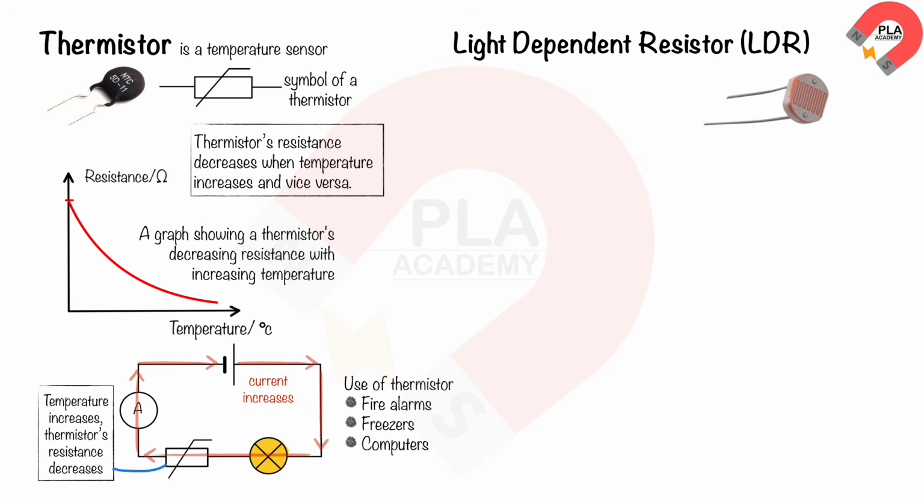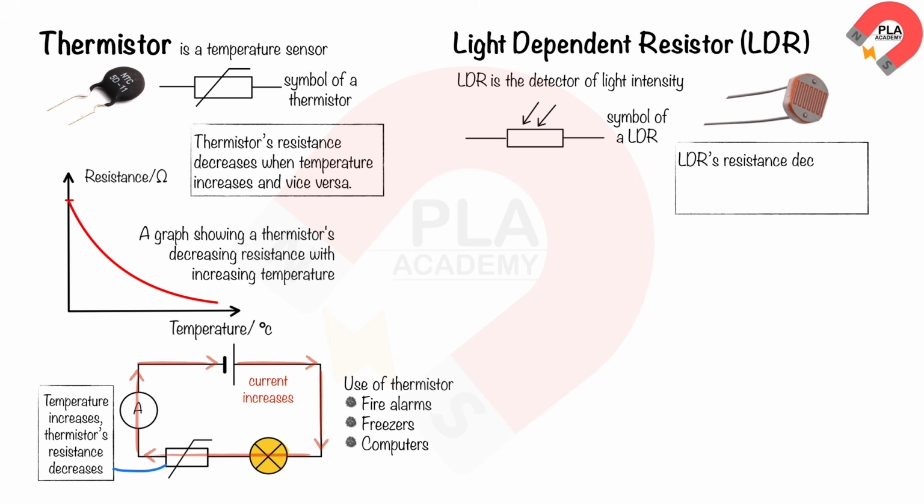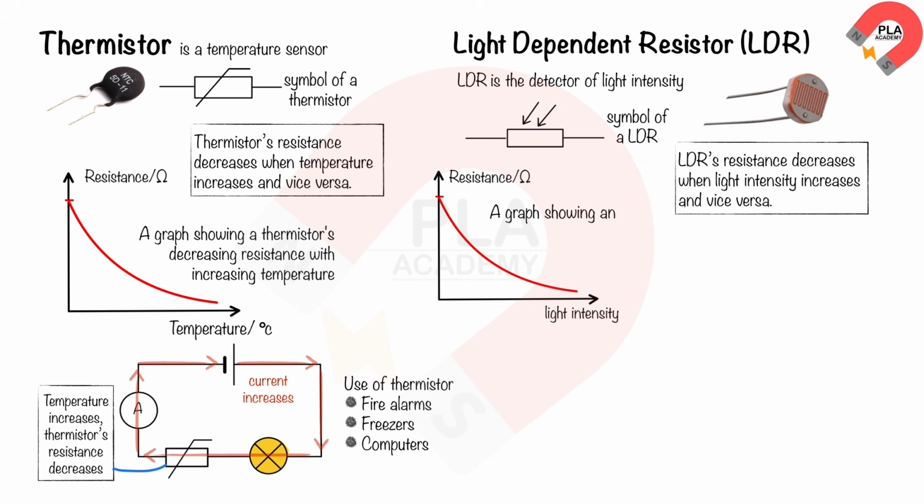A light-dependent resistor, or LDR, is a light intensity sensor. This symbol is a light-dependent resistor. An LDR has a resistance that changes when light is shone on it. In the dark, its resistance is high, while when light is shone on it, its resistance decreases. The graph shows LDR's resistance decreasing with increasing light intensity.